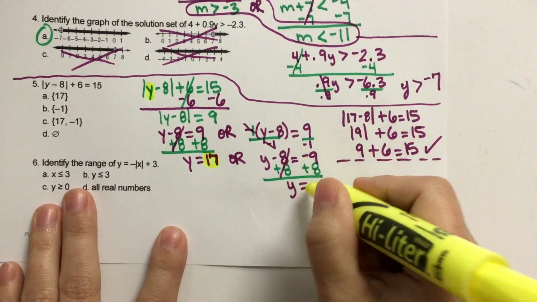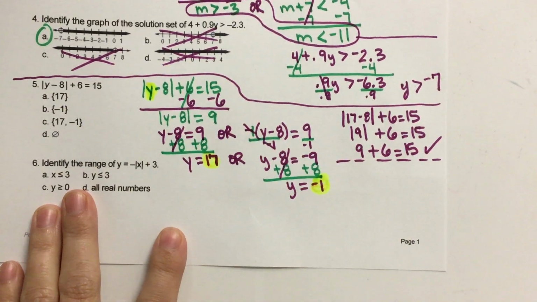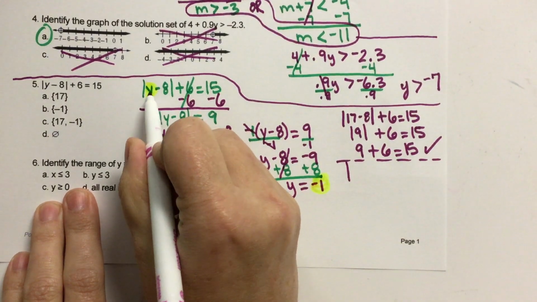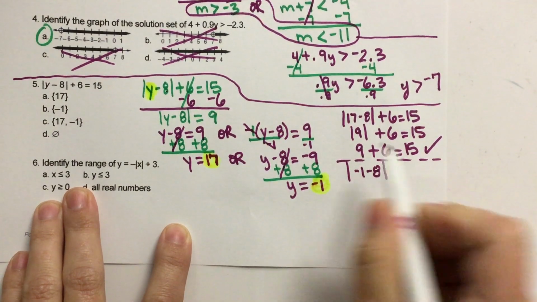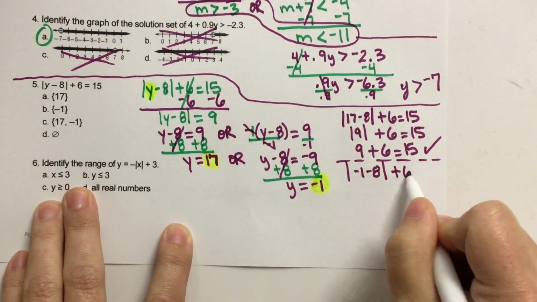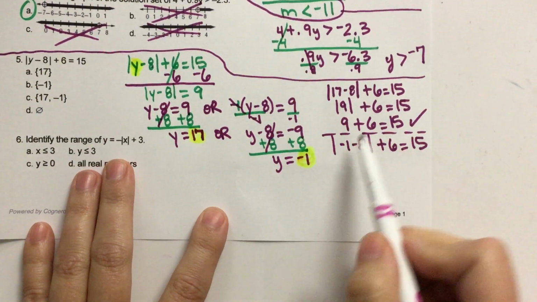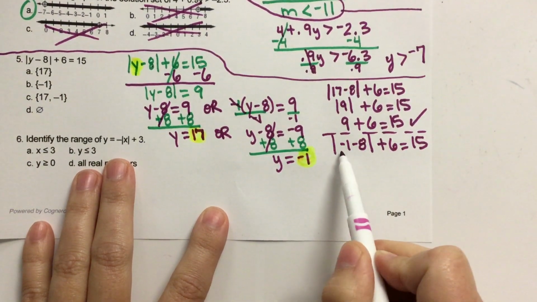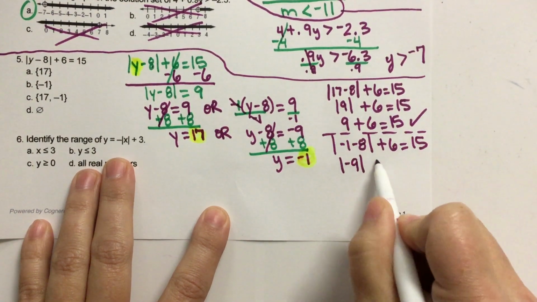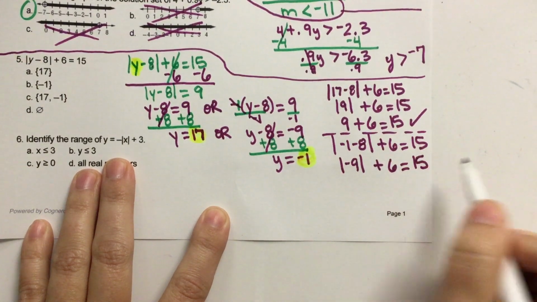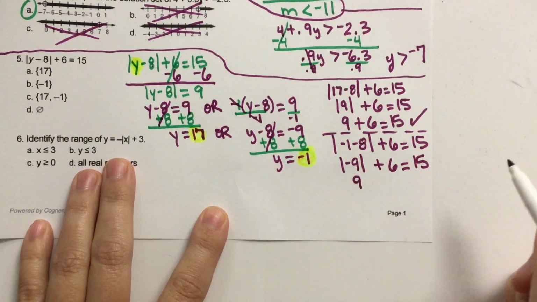Okay, now I need to take this negative 1 and put the negative 1 into the y. Okay, so the negative 1's going right here, so it's negative 1. Recopy minus 8. Recopy plus 6 equals 15. Okay, so I'm going to work what's inside the absolute value bars. So negative 1 minus 8 makes negative 9. I'm going to recopy.